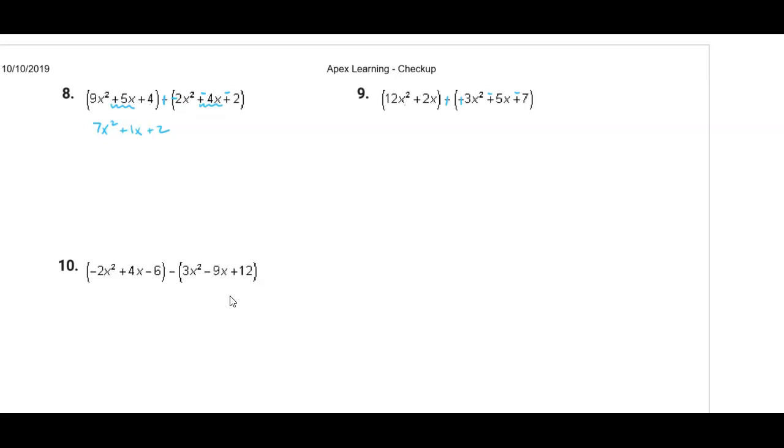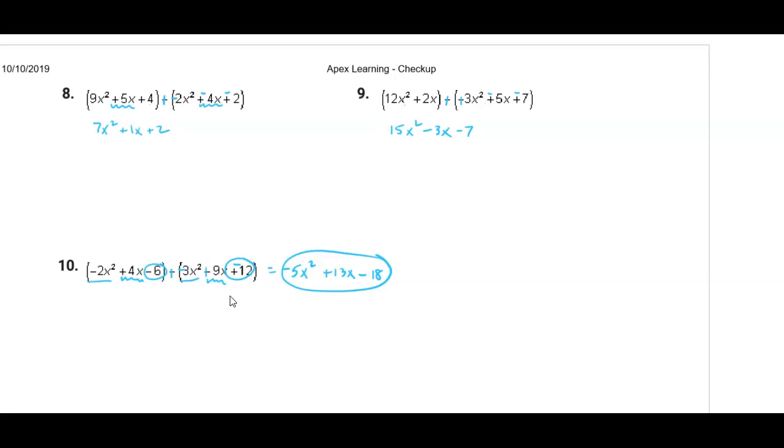So 12x squared plus 3x squared is now 15x squared. 2x minus 5x is minus 3x. And then minus 7. And the last one here. Okay, I'm going to basically change the signs, that to plus, flip all the signs here. Boom. So 2x squared minus 3x squared gives me negative 5x squared. 4x plus 9x is now plus 13x. And negative 6 minus 12 would be minus 18. And I am done.